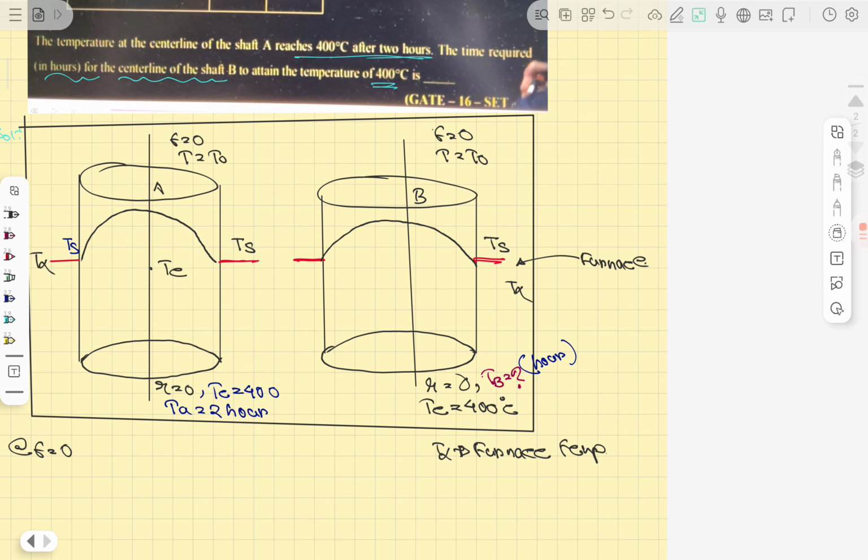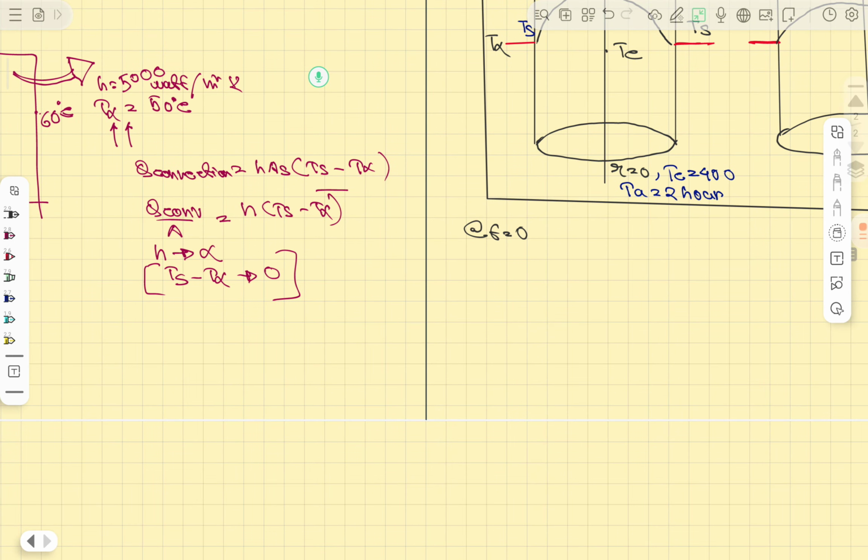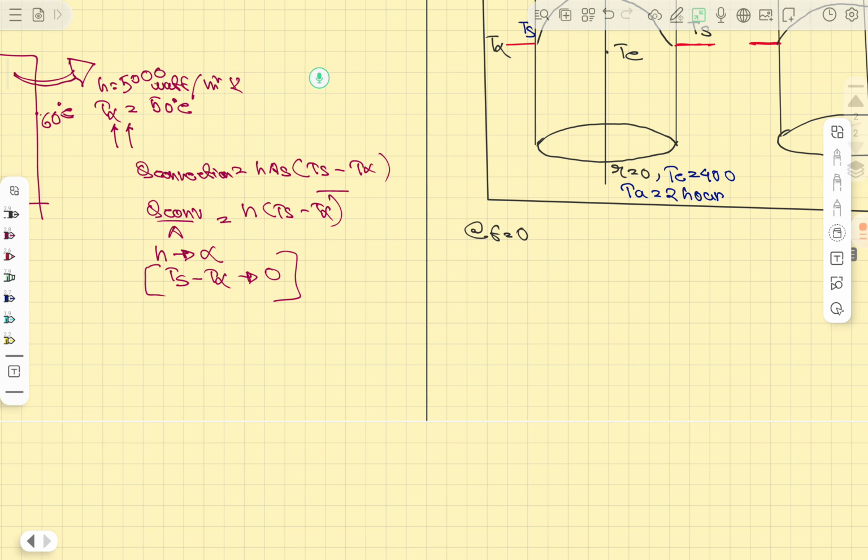After the introduction, check here. What is the question? The question said that the surface of the shaft remains at the furnace gas temperature at all times after they introduce it into the furnace. So indirectly in this question, what is given? The surface temperature and ambient temperature.